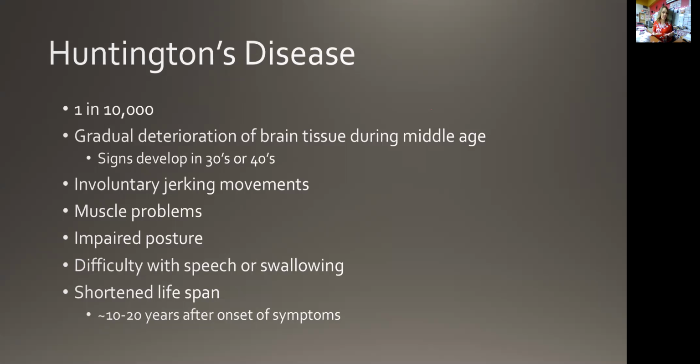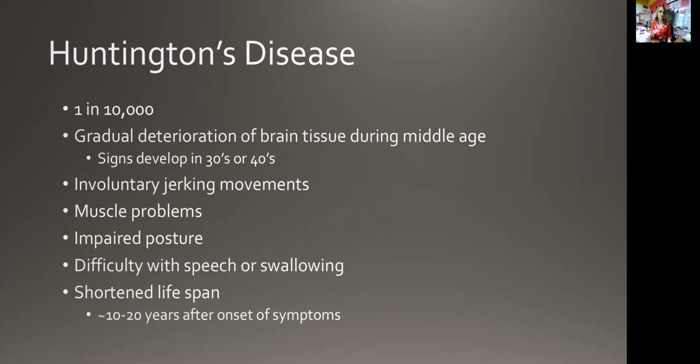And what happens with Huntington's disease is when you start showing symptoms, it decreases your lifespan. And from the time of onset of the symptoms, you have about 10 to 20 years. But in that 10 to 20 years, you are not in control of your body whatsoever. Your brain is not communicating with your limbs, and there's just all kinds of muscle control issues, and there's nothing that really can stop it.